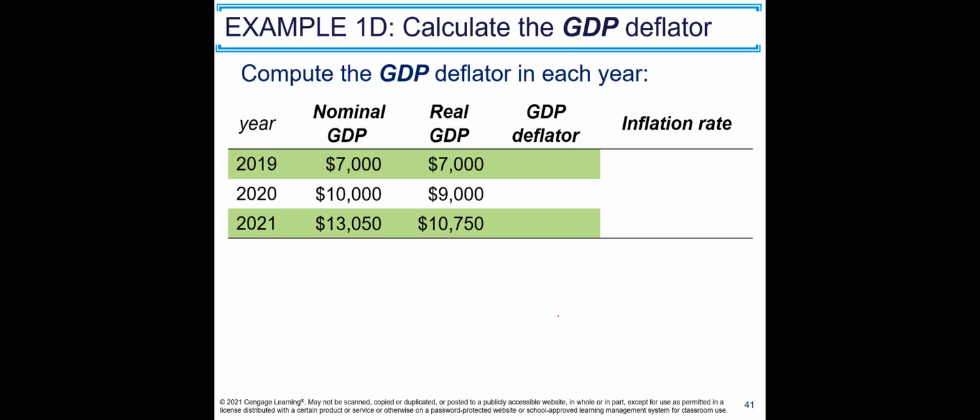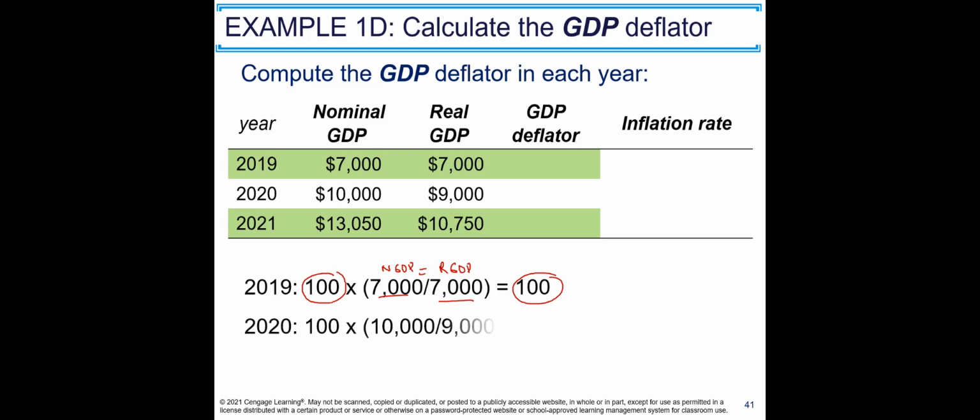Now let's calculate the GDP deflator in each year. We need to get first 100 times nominal GDP 7,000 divided by real GDP 7,000, so the GDP deflator is 100. For the base year, the GDP deflator is always 100. Why? Because nominal GDP is equal to real GDP for the base year.